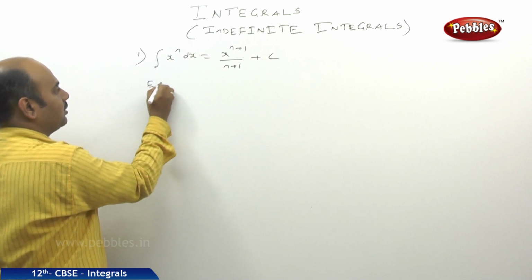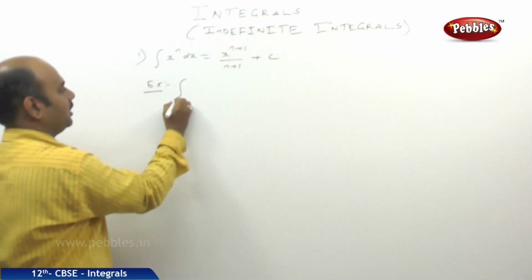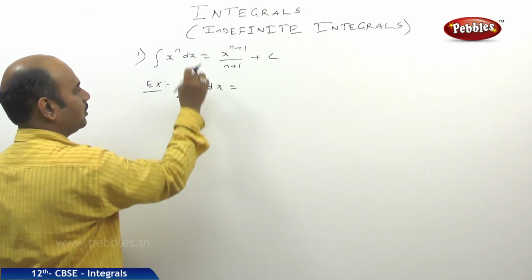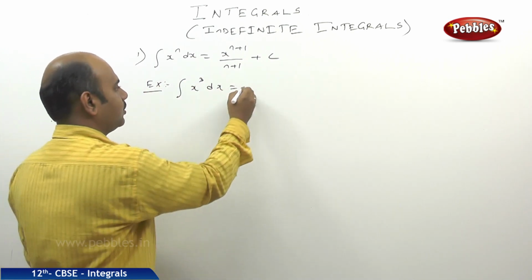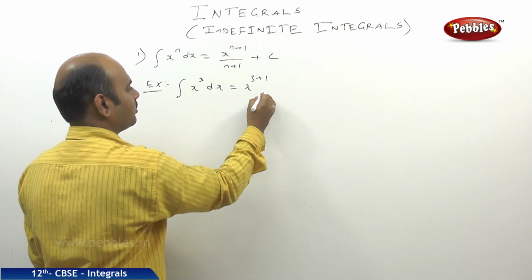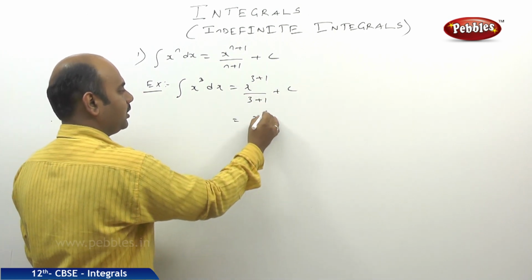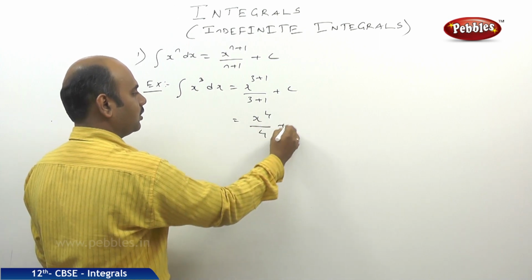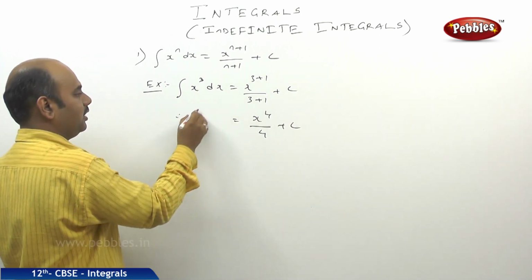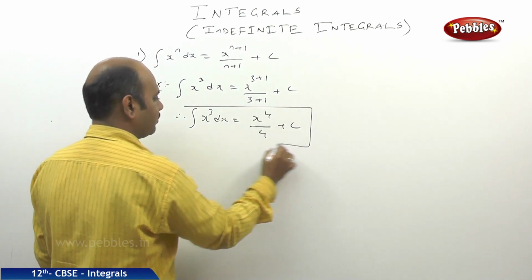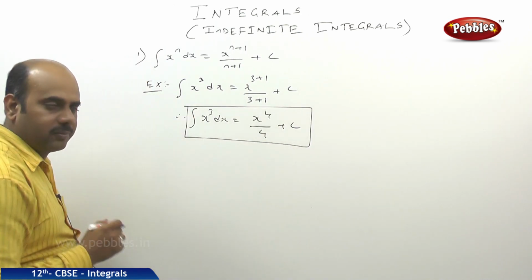We go by an example of this. If anytime you come across x cube dx, in place of n we have 3, so we can write it as x power 3 plus 1 by 3 plus 1 plus c, and the net result will be x power 4 by 4 plus c. So finally, x cube dx means x power 4 by 4 plus c.